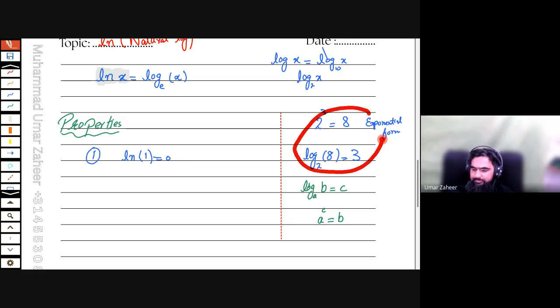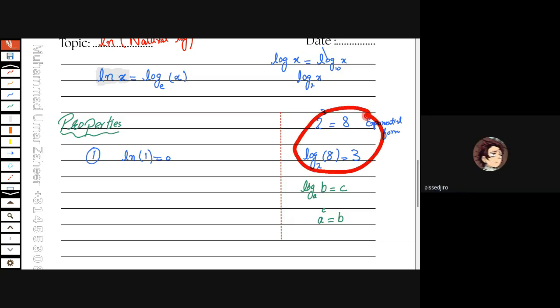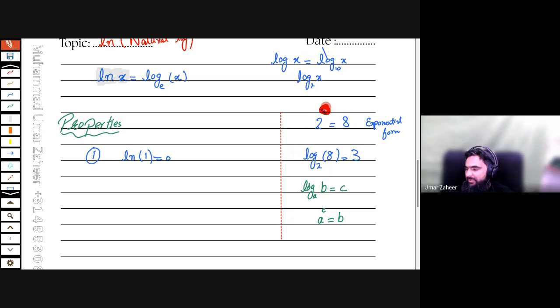Yes, everyone, is it clear? Yes. So you know that any number having a power 0 is always 1. So that's why if you have 1, it means this power is 0. It will be e power 0 or any number having a power 0.